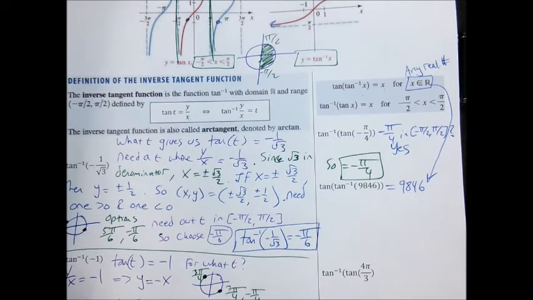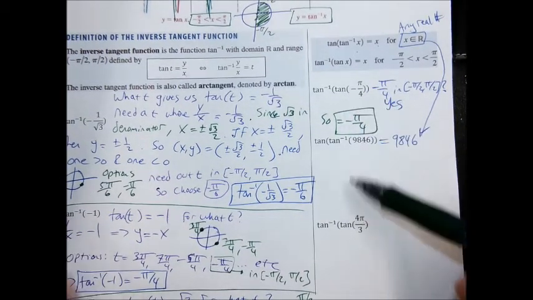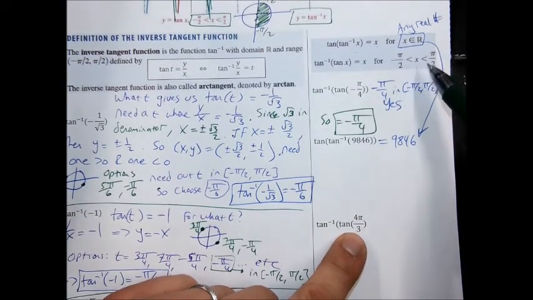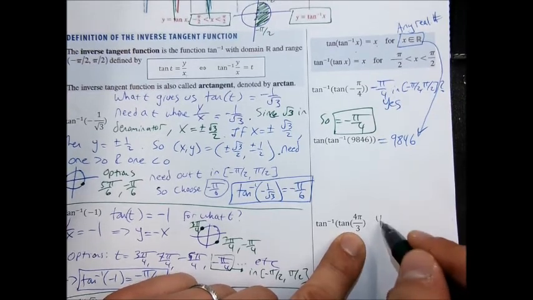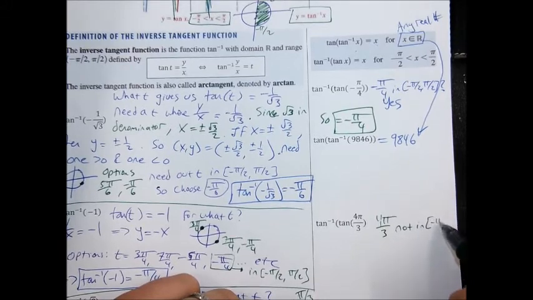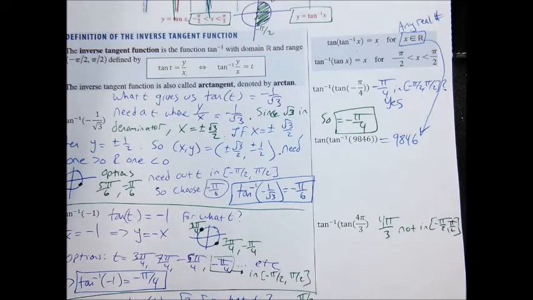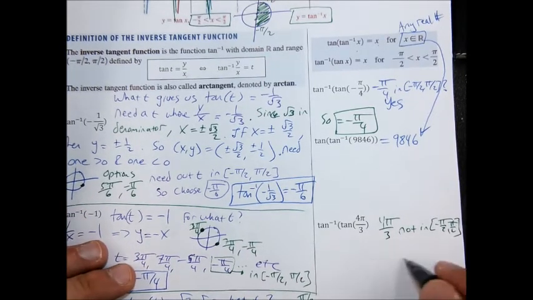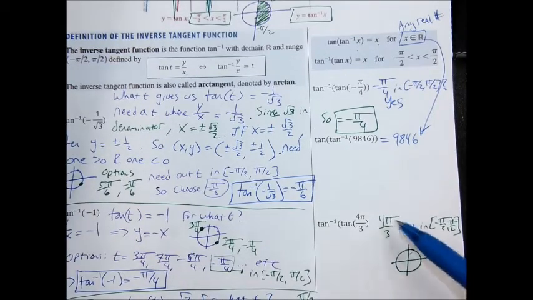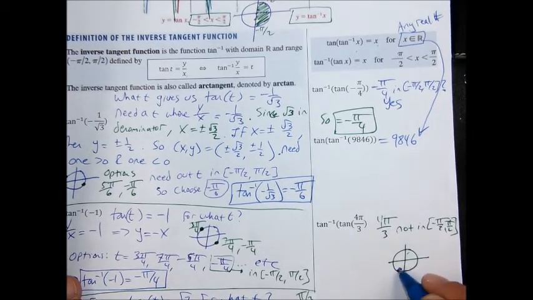All right, last one. This is the same as the first type example, but the problem is 4 pi over 3 is not in between minus pi over 2 to pi over 2, right? So 4 pi over 3 is not in the correct interval. And so let's just figure out a coterminal angle that is in the correct interval. So let's think about where 4 pi over 3 is. 4 pi over 3 is one step of pi over 3 past pi. So that's down here.